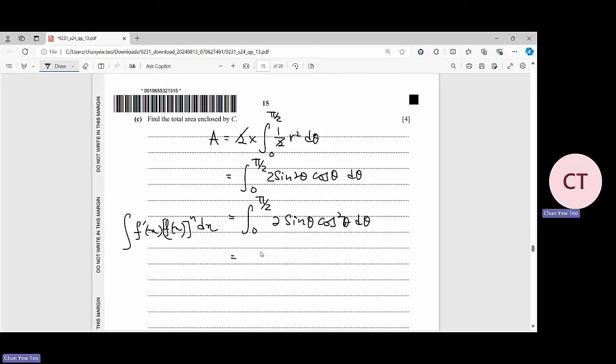So at the end, you get this as the negative 2 cos cube theta over the 3, from 0 to pi over 2. I'm using this formula to integrate. At the end, I get this result.